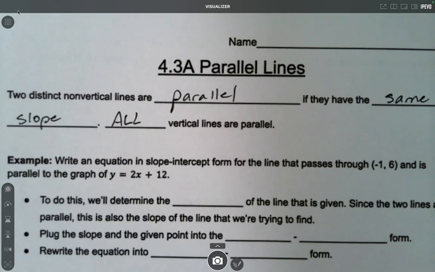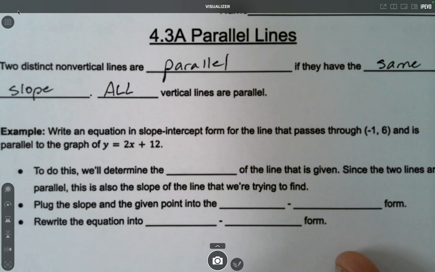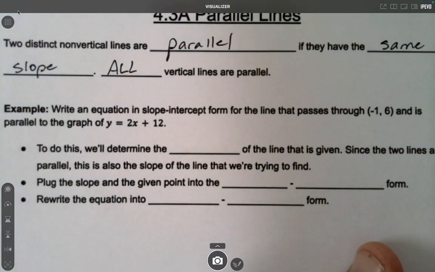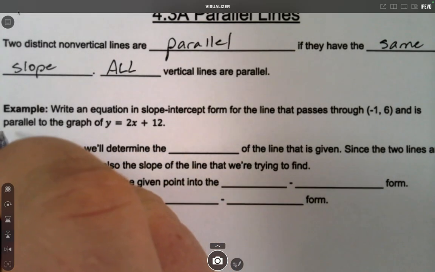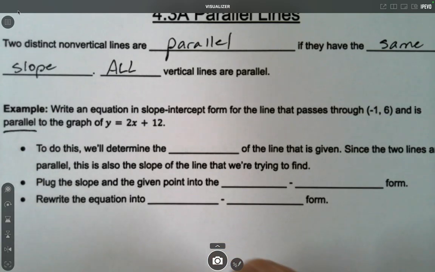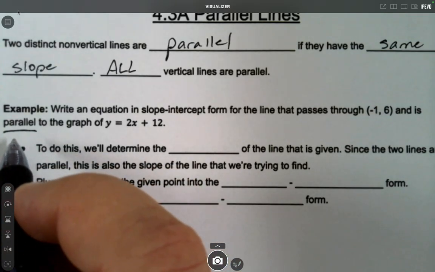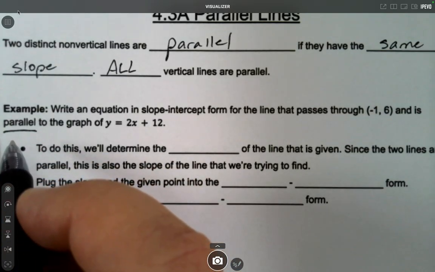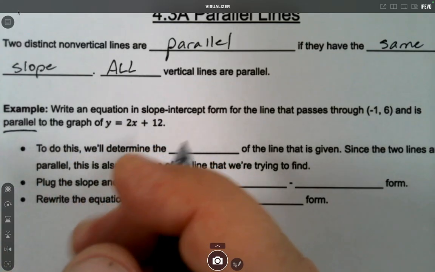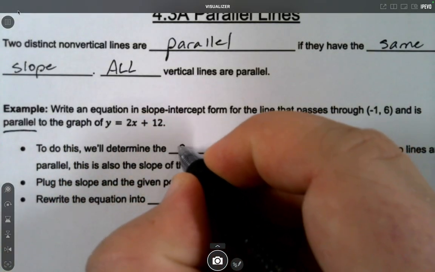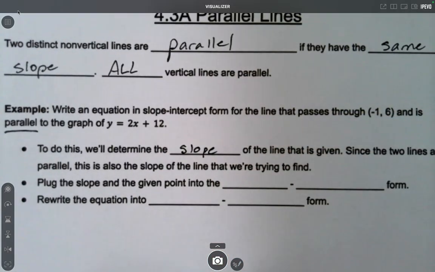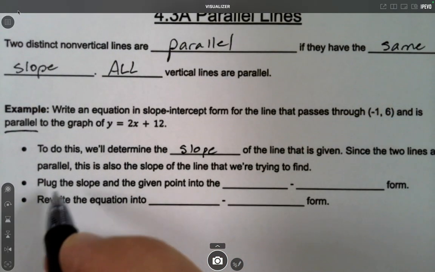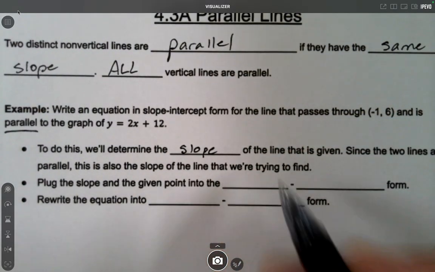So let's talk through what they'll normally have us do. Write an equation in slope-intercept form for the line that passes through (-1, 6) and is parallel to the graph of y equals 2x plus 12. As soon as I see the word parallel, I think same slope. To accomplish this goal, we'll determine the slope of the line that is given.